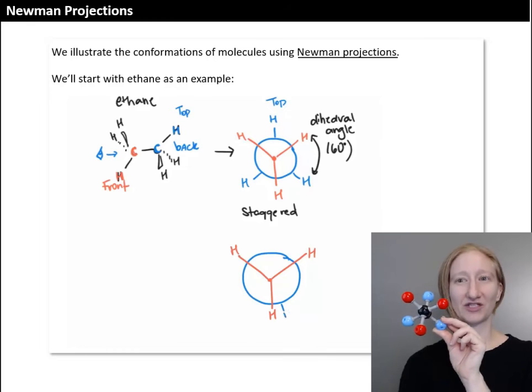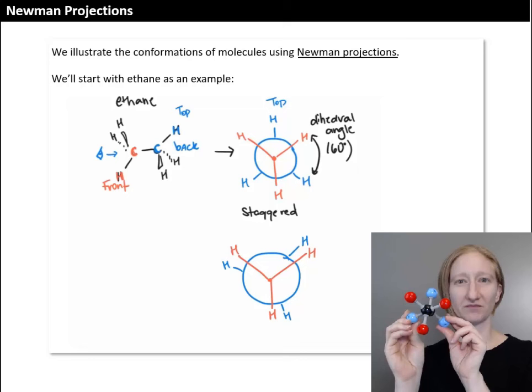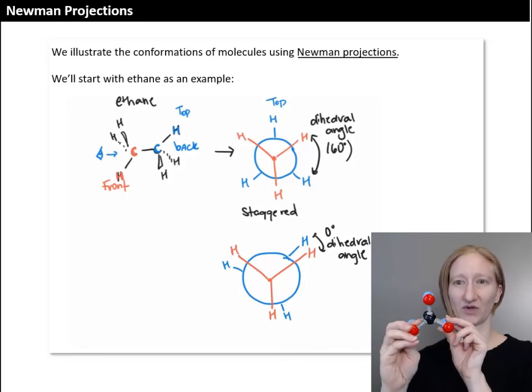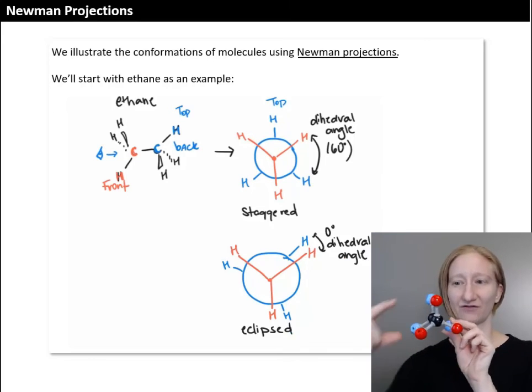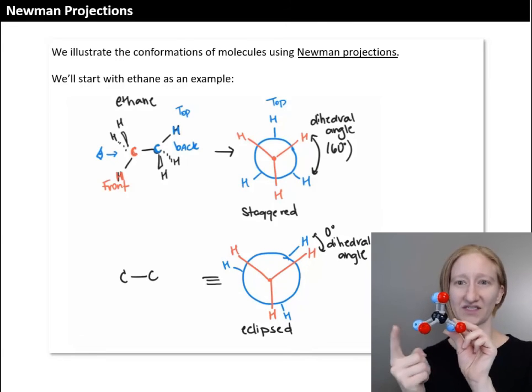We said that conformations come from rotating around single bonds. So from here, from this staggered conformation, if we rotate around the carbon-carbon single bond, we get a conformation in which the hydrogens on the 2 carbons have no space between one another. They have a dihedral angle of 0 degrees, and we call this an eclipsed conformation. This front hydrogen is eclipsing the back hydrogen.